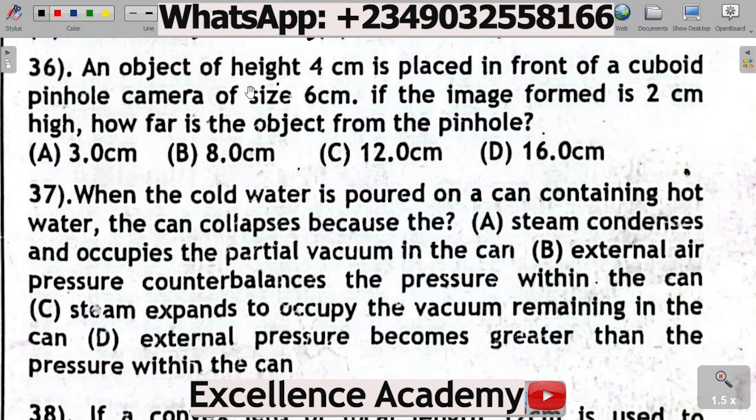36 says an object of height 4 cm is placed in front of a cuboid pinhole camera of size 6 cm. If the image formed is 2 cm high, how far is the object from the pinhole? A 3.0 cm, B 8.0 cm, C 12.0 cm, D 16.0 cm. All right, so how do we solve this question there?